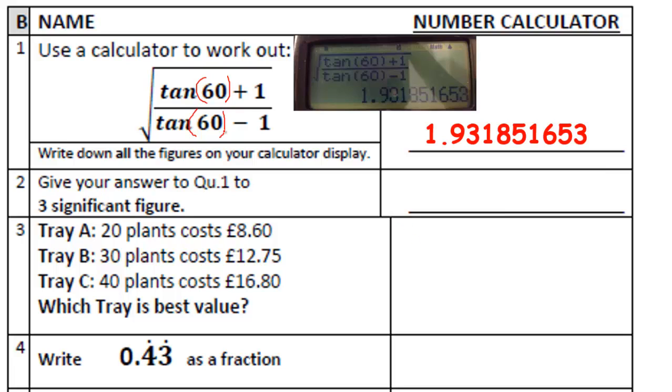1.931851653. Write down all the numbers on your calculator display. That's really important. If you don't do that, you're going to just lose the marks and they're not going to give it to you. Question 2.